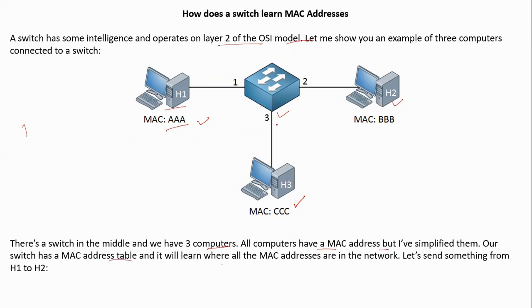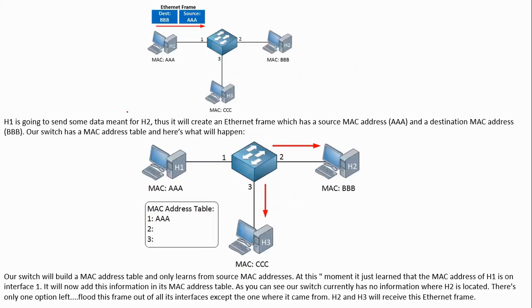The switch maintains the MAC address table. If H1 wants to send some data to H2 via the switch, the switch will check the MAC address table. Let me show you how. H1 is going to send some data to H2, so it will create an Ethernet frame. It should look like this, with a source address and a destination address.